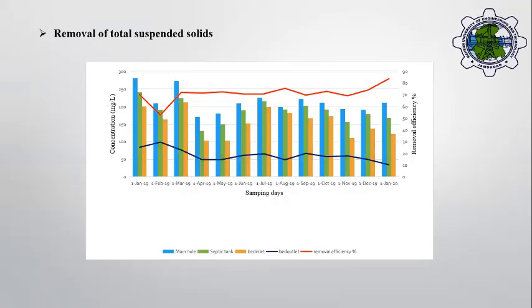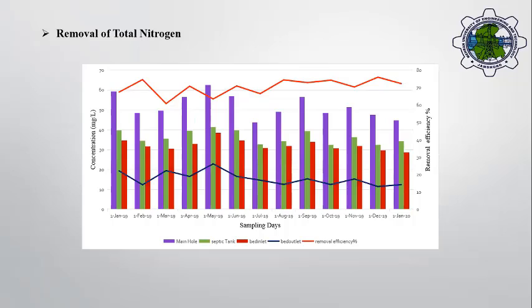Removal of total suspended solids. The removal efficiency of the wetland varies between 60 to 80%. Overall, there is 80% removal of total suspended solids at the wetland. Removal of total nitrogen: the removal efficiency of total nitrogen in the wetland was between 60 to 75%. The wetland removes 75% of the total nitrogen.